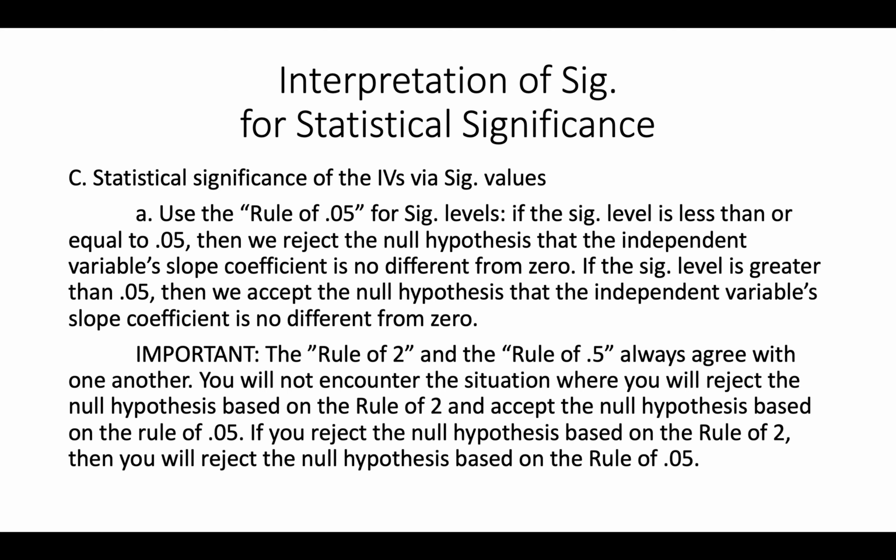If the sig level is less than or equal to 0.05, we reject the null hypothesis that the variable is statistically insignificant in explaining variation in the dependent variable. The independent variable slope coefficient is thus very different from 0. And if the sig level is greater than 0.05, we accept the null hypothesis. The independent variable is statistically insignificant in explaining variation in the dependent variable, and the slope coefficient is no different, statistically speaking, from 0.